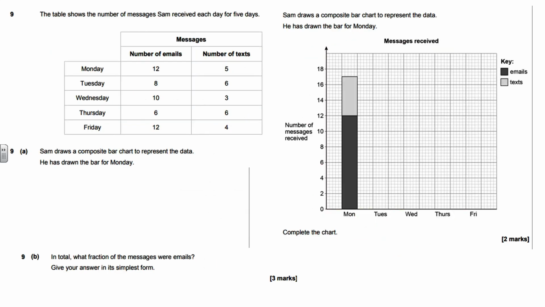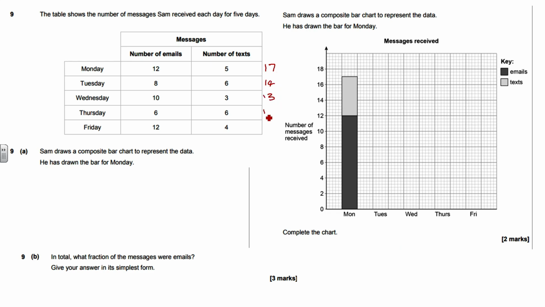Okay, question 9. Table shows the number of messages Sam received each day for 5 days. Sam draws a composite bar chart to represent the days. So if we have a look at that, we can see that what's happening is we've got a dark bar representing the 12 emails, then we've got a light bar going up by 5, okay, to represent the texts, leading to a total of 17, which is how high the bar is altogether.